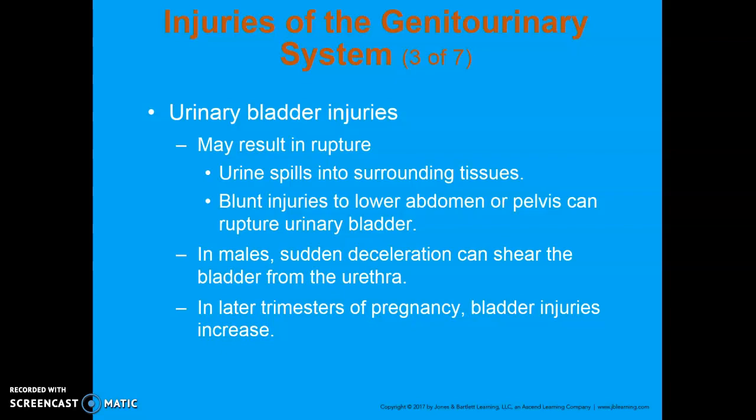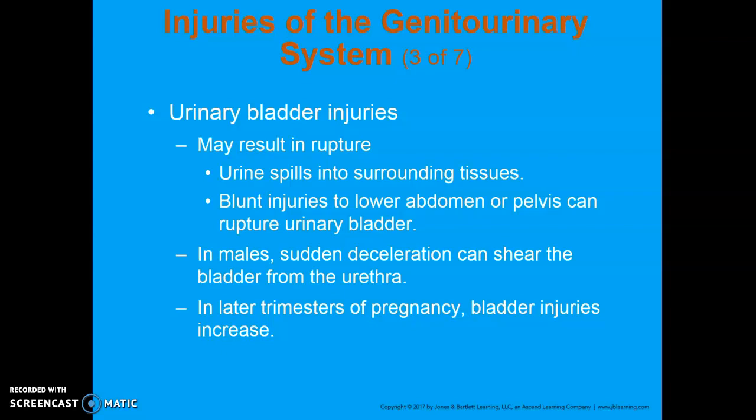If the bladder is full, it definitely increases the chance for bladder rupture. Penetrating wounds to the lower mid-abdomen or the perineum can also directly involve the bladder. In males, sudden deceleration from motor vehicle crashes can shear the bladder from the urethra, because there's not everything packed in there really, really tight like it is in the female anatomy.